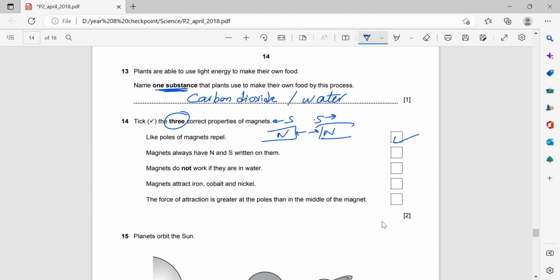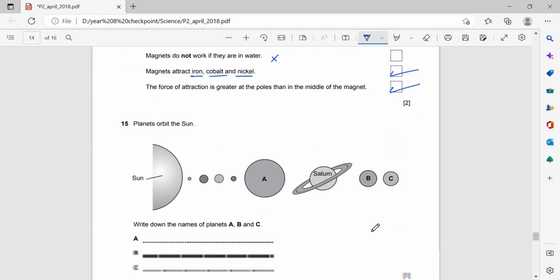Magnets always have N and S written? No, not always. Magnets do not work if they are in water? Wrong. They work when they are in water. Magnets attract iron, cobalt, and nickel? Correct. The force of attraction is greater at the poles than in the middle of the magnet. True. So these are the 3 correct statements.